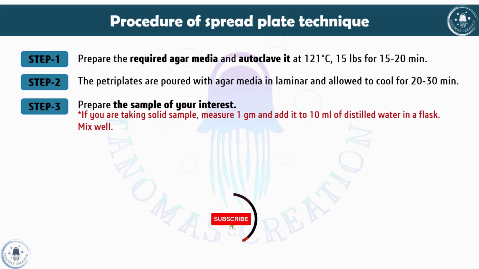Okay, so if you have a liquid sample, then it's good to go. But if you are taking any solid sample, then measure 1 gram and add it to 10 ml of distilled water in the flask and mix it well. If the soil suspension is very dense, you can also do the serial dilution. The serial dilution has been covered in our previous video. The link is in the description. You can go and check it out.